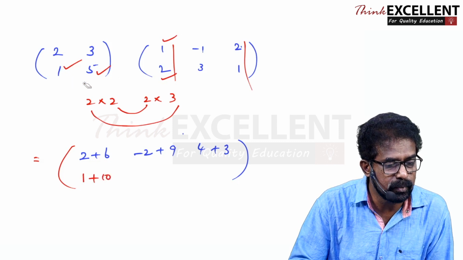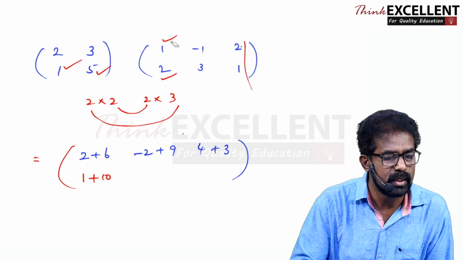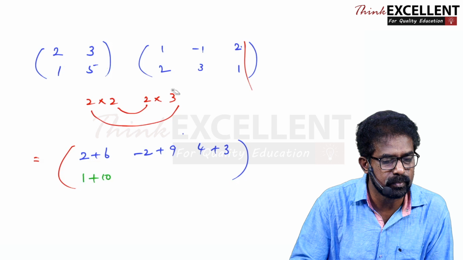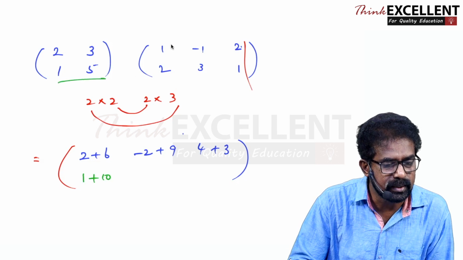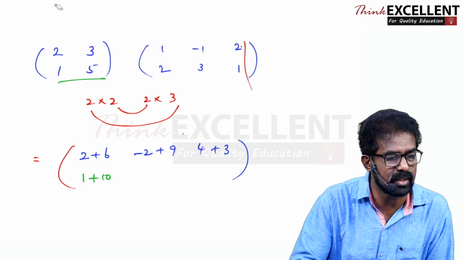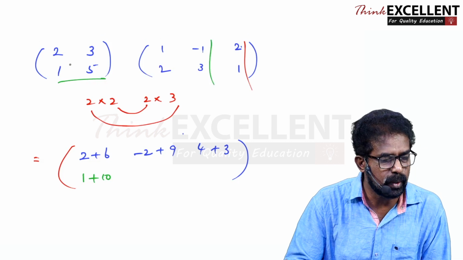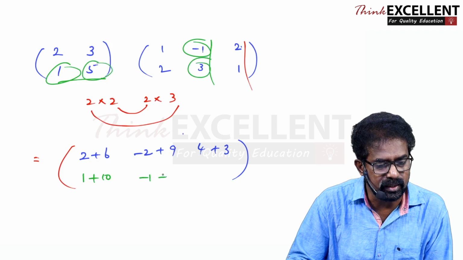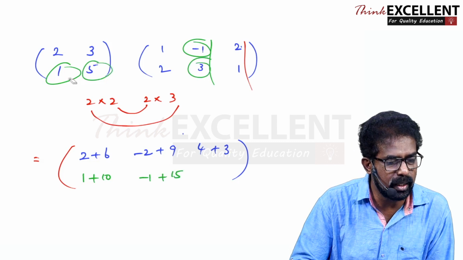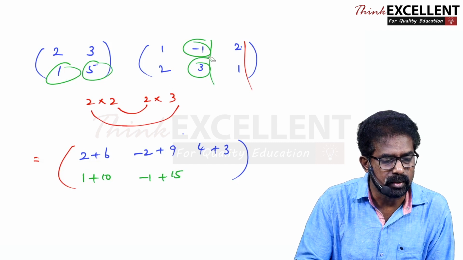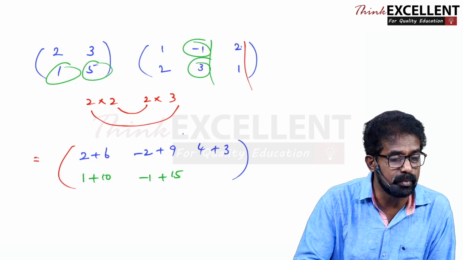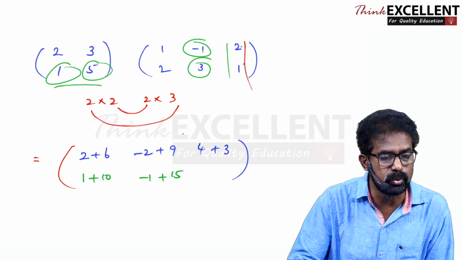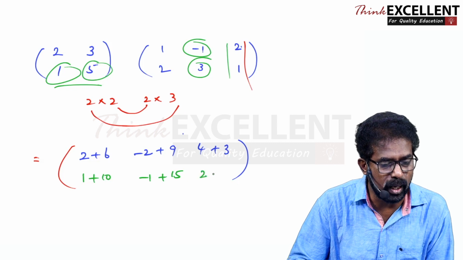Now second row, second column next. Please listen. What we mean by that? First column we finish. Second row, second column. So what is that? 1 into minus 1. Minus 1 plus 5 into 3. 5 3s are 15. Now the last one, what do you do? Second row, third column. 1 into 2, it is 2. 5 into 1, it is 5.